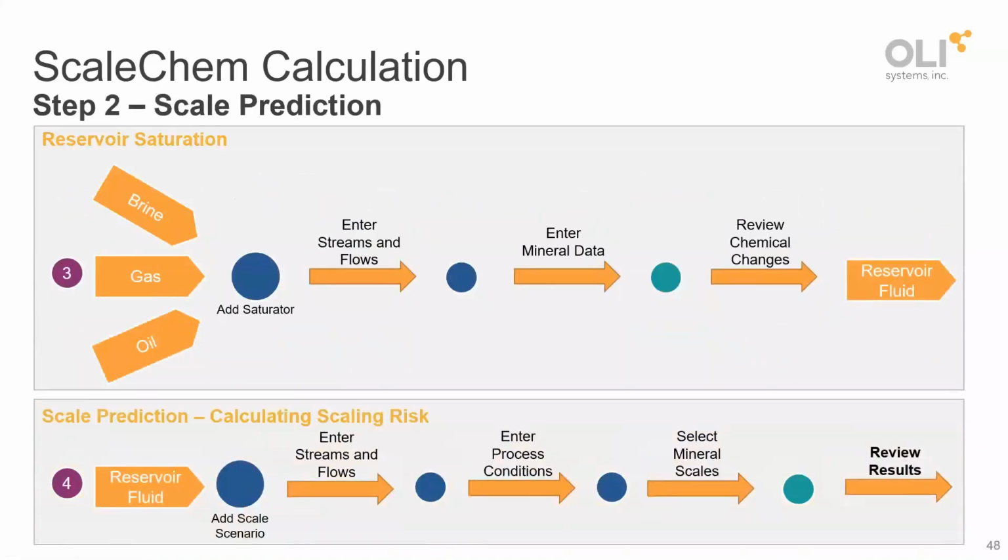After that, we took the brine and the gas to reservoir saturation. We used the saturator tool. We entered the streams for study, the brine and gas, and the respective flows. We also entered some mineral data to saturate with minerals. And then we reviewed the chemical changes and we created a representative reservoir fluid.